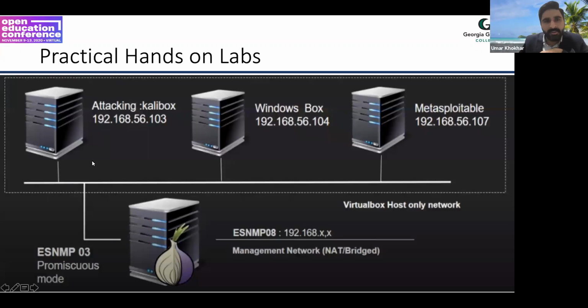Here, if you see, this is the attacking machine, the Kali machine, which comes with a lot of penetration testing tools. These are the two machines, a Windows machine and Metasploitable, or any other operating system in your virtual machine. And over them comes Security Onion.